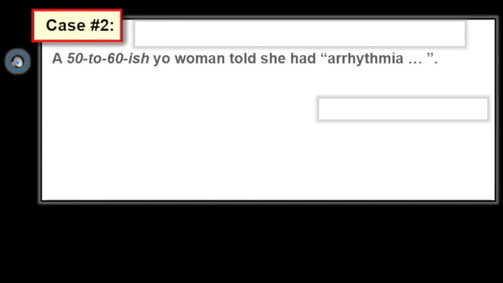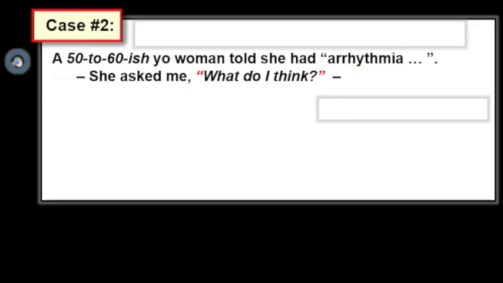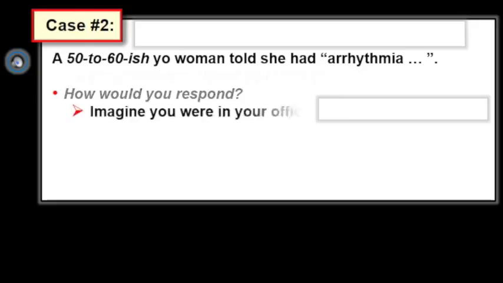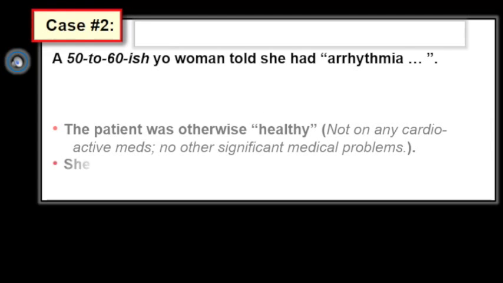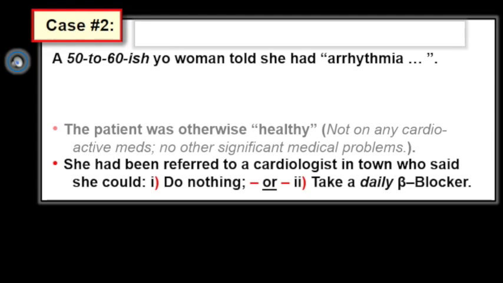Next case. A 50 to 60-ish-year-old woman wanted my opinion. She was told that she had an arrhythmia. So she turned to me and asked, "What do I think?" How would you respond? Imagine this patient was seeing you in your office. She was otherwise healthy, not on any cardioactive medications, and she had no significant medical problems. She tells you that she had already been referred to a cardiologist in town who told her she could either do nothing or take a daily beta blocker.